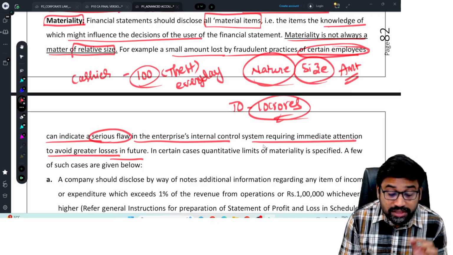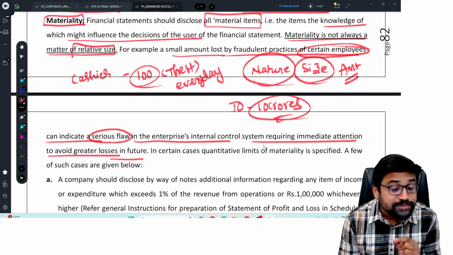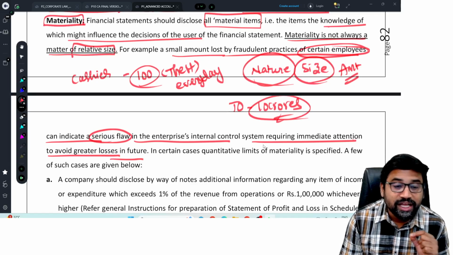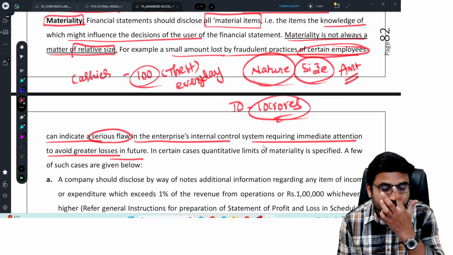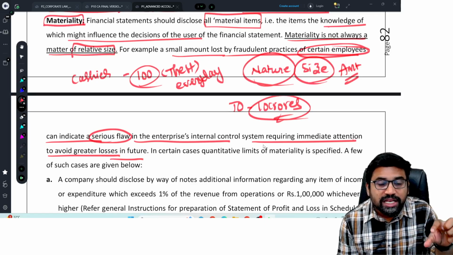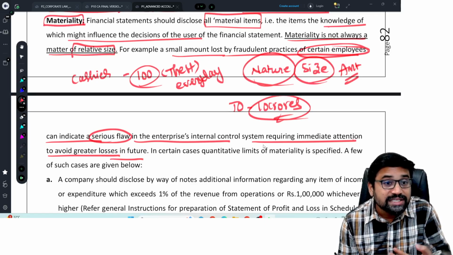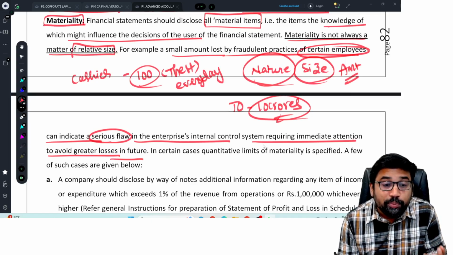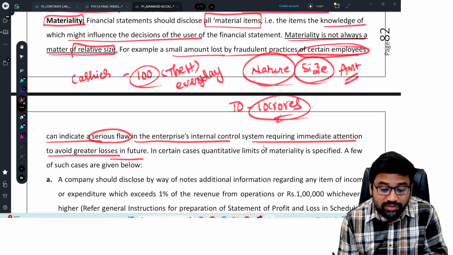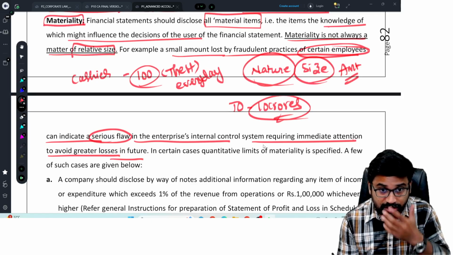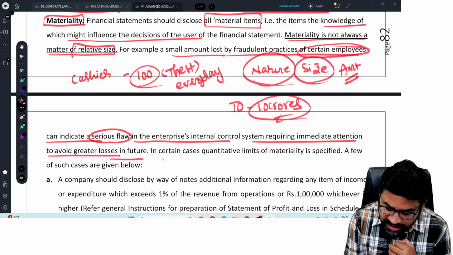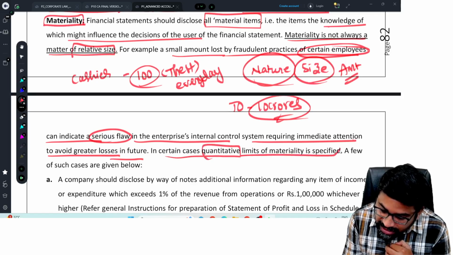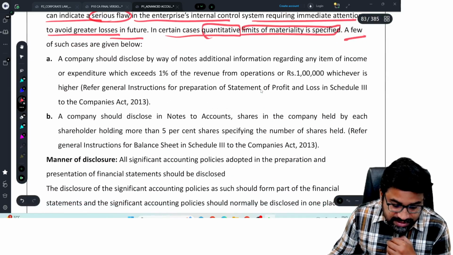Because what they're saying is, every day misappropriation of small amounts from the organization indicates lack of a proper internal control system, which is a major threat to the organization in future. So therefore, you cannot say materiality is always linked with amount. Sometimes materiality depends upon the nature. So not having a proper internal control system in the organization is a material item, because as of now only 100 rupees is misappropriated, but in future this will lead to greater losses. So therefore, in certain cases, quantitative limits of materiality are specified. Now a few such cases are below.